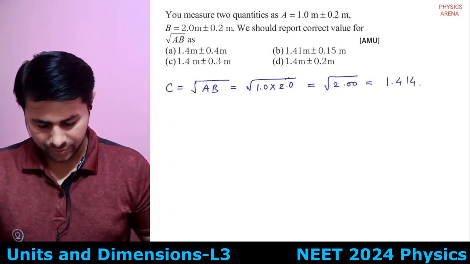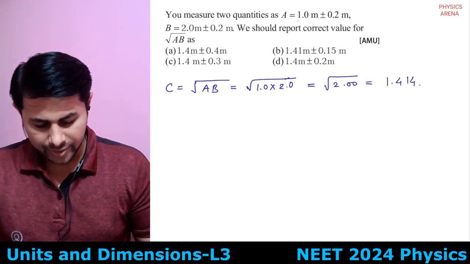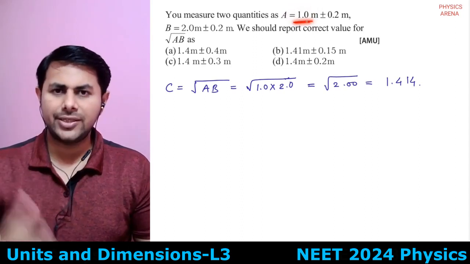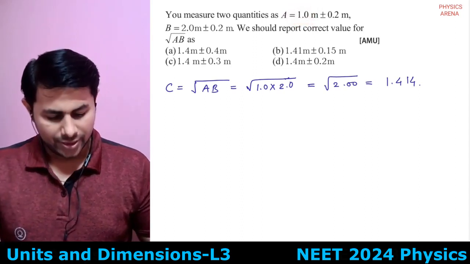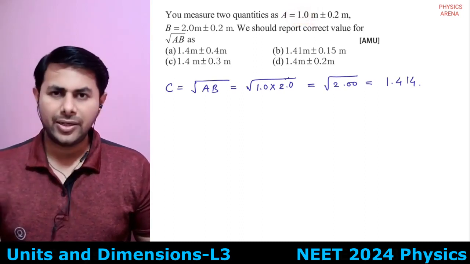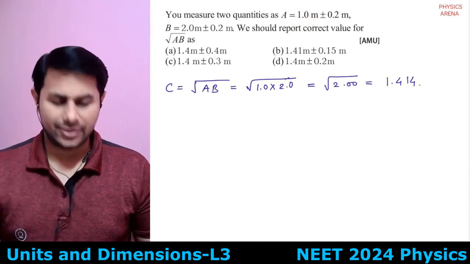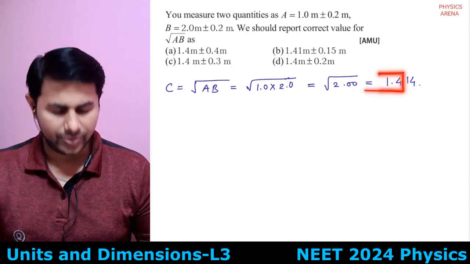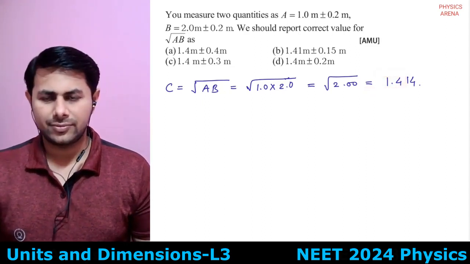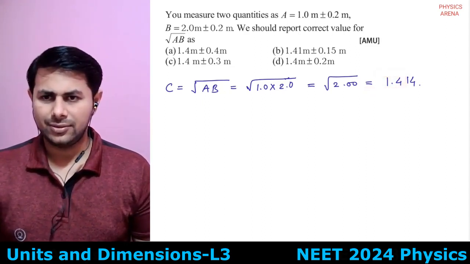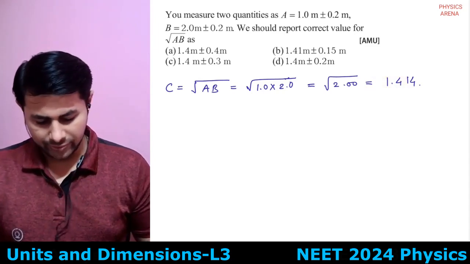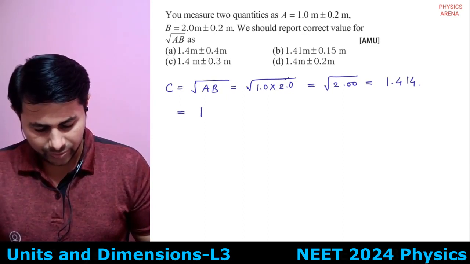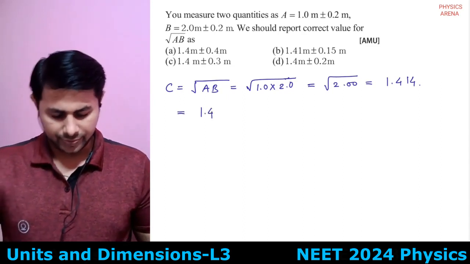1.414. But here our readings are precise up to what? One digit after the decimal point. So the resultant cannot be more precise. It can be precise up to this point only, so we have to round it off to this point. So it is 1.41, and rounding off will give me 1.4.